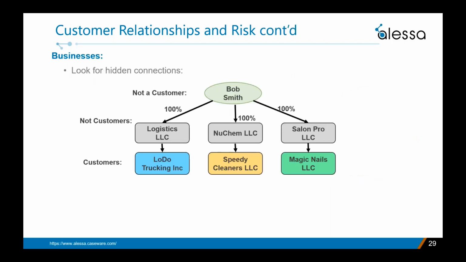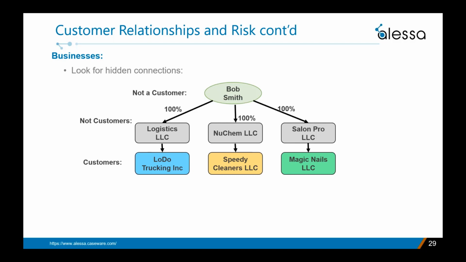When you're conducting due diligence on a business customer, look for any relationships between seemingly unrelated entities where the common thread is the beneficial owner or owners. For example, say your bank has accounts for 3 businesses, all LLCs, as you see in this diagram. We have a trucking company, a dry cleaner, and a nail salon. These are all very different businesses, and on the surface, you might think there's no way these 3 entities could possibly be related. They're all owned by other LLCs.